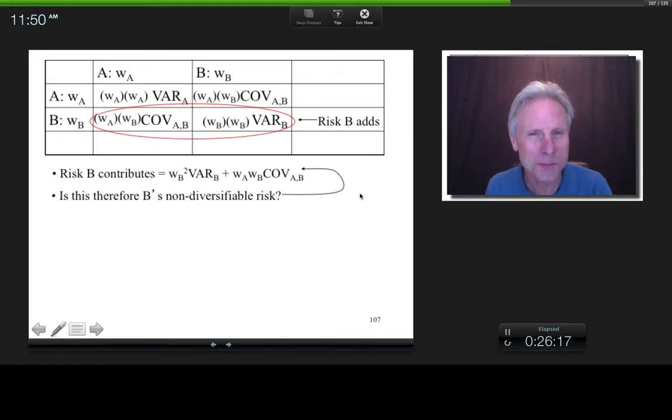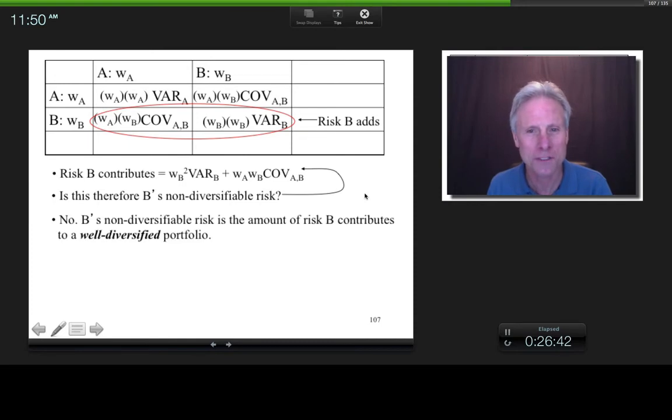Is this portfolio well diversified? It's not, right? And what was the definition of, say, IBM's non-diversifiable risk? The amount of risk it contributes or adds to a well-diversified portfolio. And at this point, this is the amount of risk that B adds to just a portfolio of 2. So in other words, it's not well diversified. So in other words, we've got more work to do.